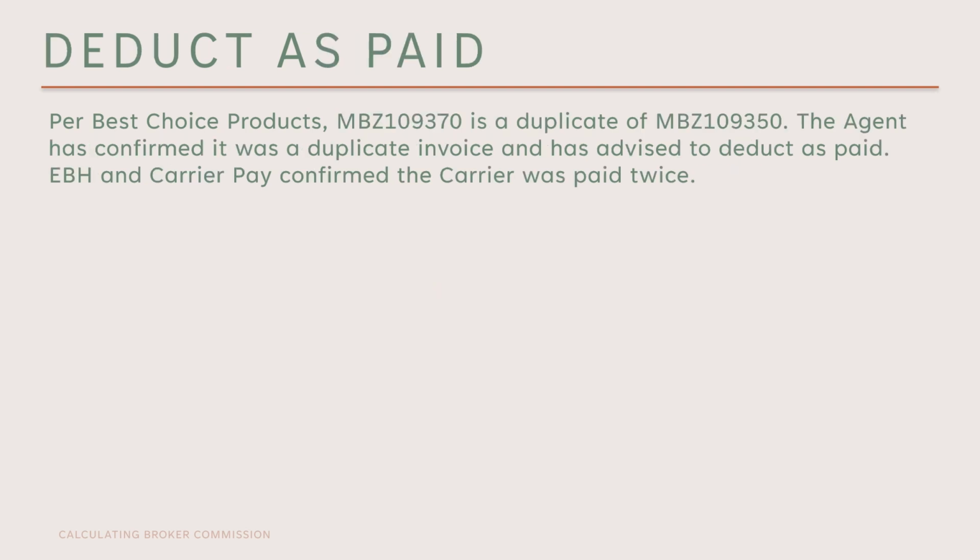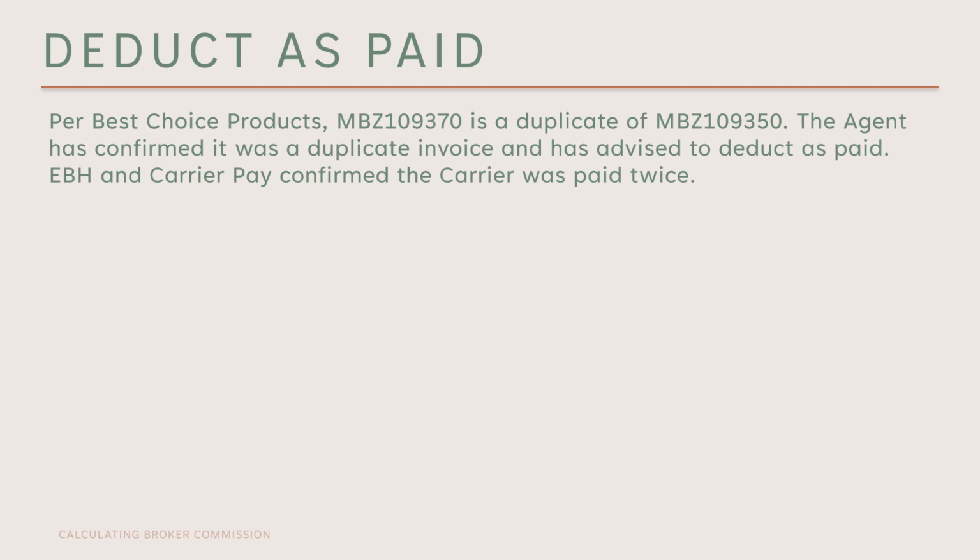So let's go over deducting as paid. Per Best Choice Products, MBZ 109370 is a duplicate of MBZ 109350. The agent has confirmed it was a duplicate invoice and has advised to deduct as paid. EBH and carrier pay also confirmed that the carrier was paid twice.